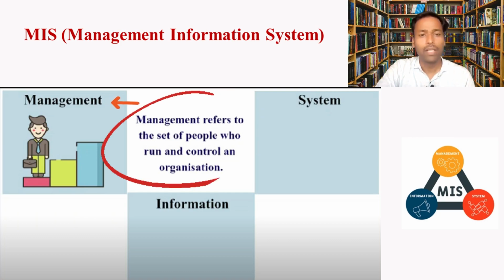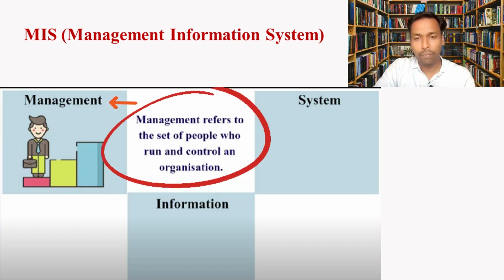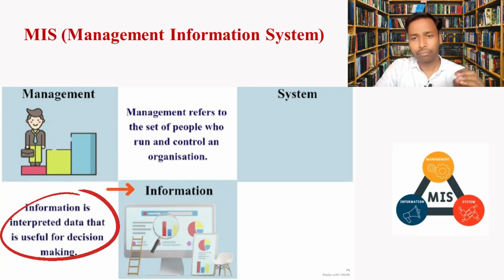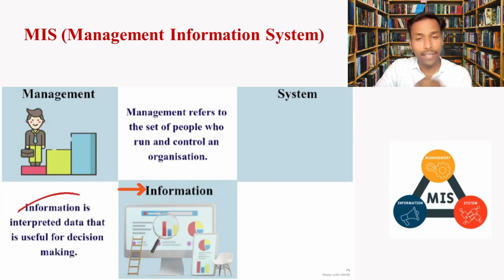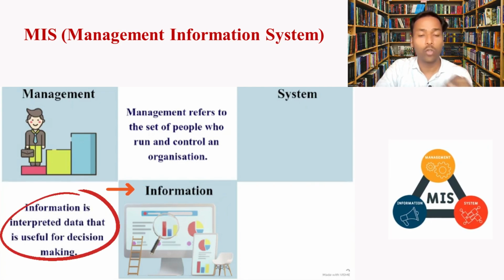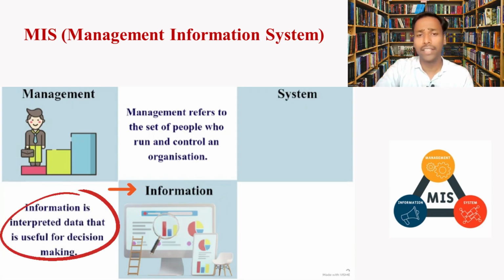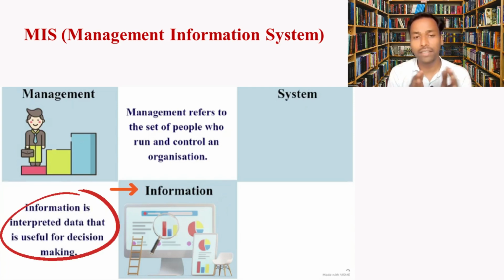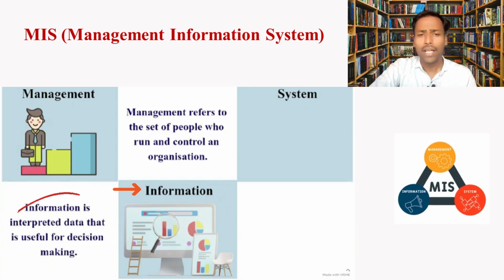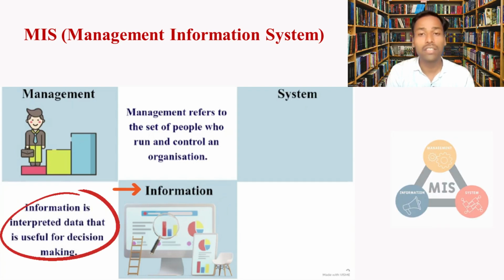Now, coming to what is information, information is the useful content and knowledge that we derive from raw facts and figures, which is data. So we can say information is interpreted data, and this information is used for decision making by the person who is utilizing that information. Coming towards the third term, which is system.